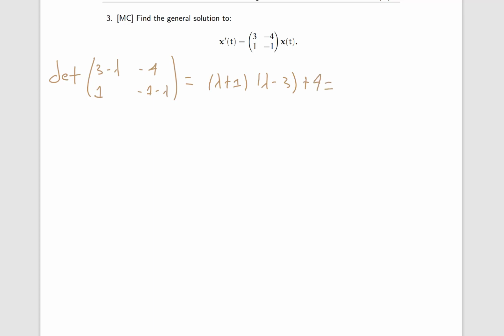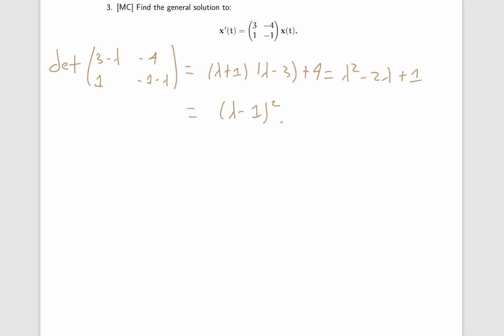And then when you expand this, this is lambda squared minus 3 lambda plus lambda. So that's minus 2 lambda. And then we have minus 3 plus 4, so that's plus 1. And notice this is lambda minus 1 squared. Okay, so we just have one eigenvalue. And now we're going to find the eigenvectors.